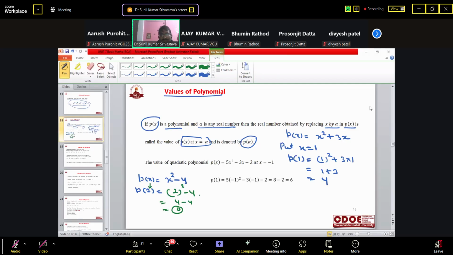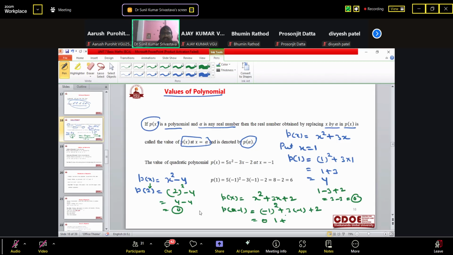That's the value. Very nice. Suppose another expression p(x) = x^2 + 3x + 2. What is the value of this polynomial at x = minus 1? What do I have to do? Just put x = minus 1: minus 1 squared plus 3 times minus 1 plus 2. Minus 1 squared is always plus 1, 3 times minus 1 is minus 3, and plus 2. So 3 minus 3 is 0. The value of this polynomial at x = minus 1 is 0.